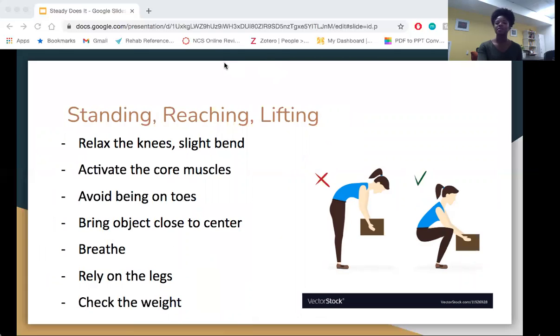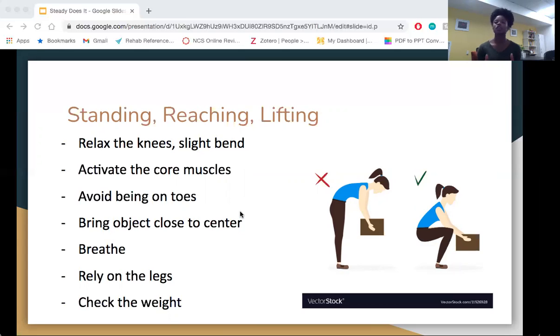Sometimes we may experience dizziness in standing or feel off balance from reaching or lifting items. Some tips with reaching and lifting are: relax the knees, give a slight bend in the knees. Please activate those core muscles by drawing the belly button in and up. Avoid being on your toes. So if you're reaching for something, try grabbing a step stool or something very sturdy to step on to reach instead of being on your tiptoes.